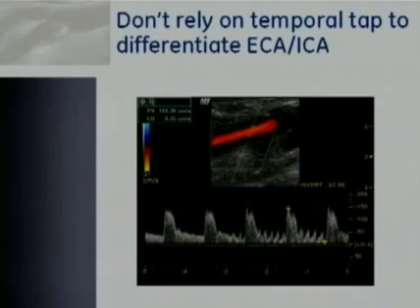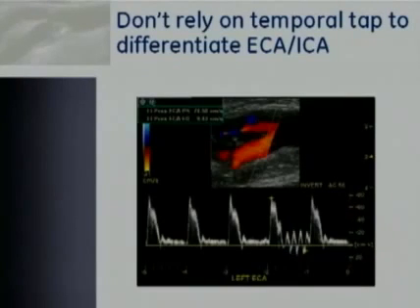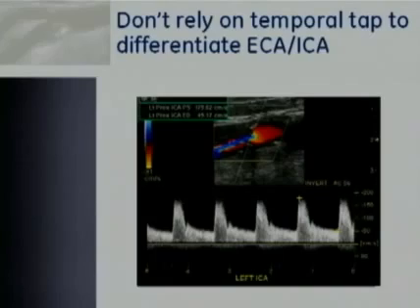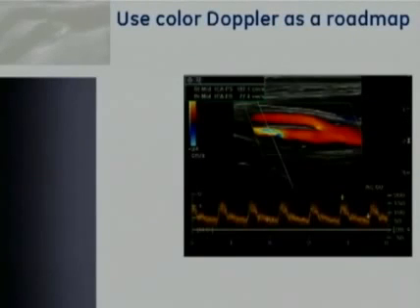This is just another case in point. This is the internal carotid artery with oscillations in a different patient, and here's the ECA. So try these other methodologies for differentiating between the external and the internal rather than relying on the temporal tap, is my suggestion.